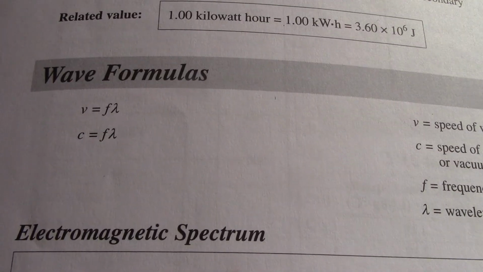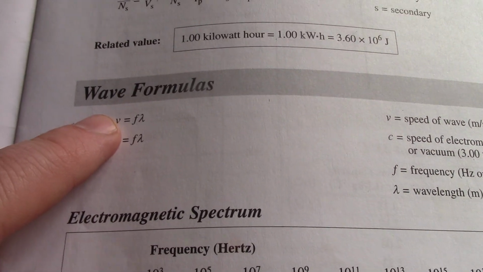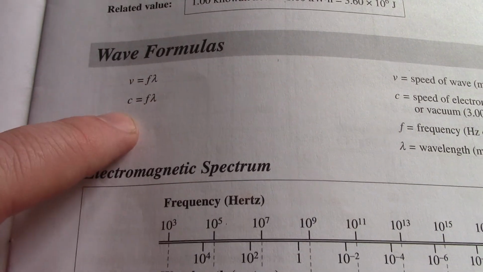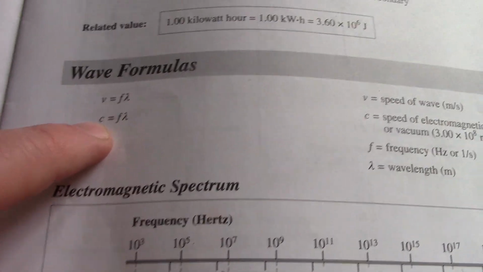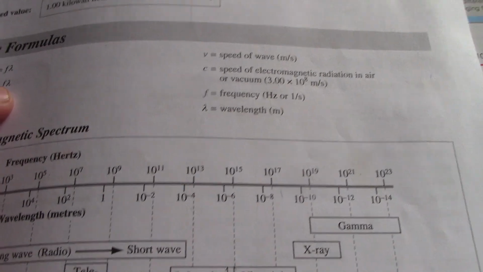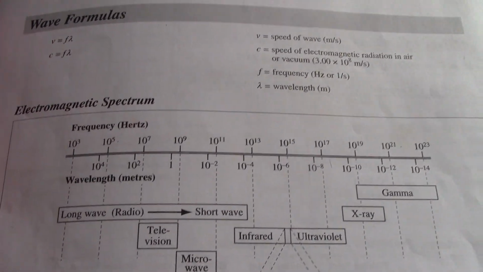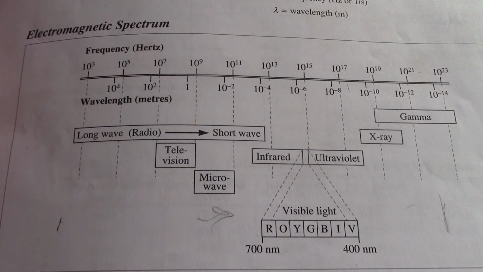So you have wavelength stuff. I'm going to look at the wavelength formula. So c is the speed of a light wave. c equals f times lambda. Lambda is a Greek letter that indicates wavelength in mathematics.